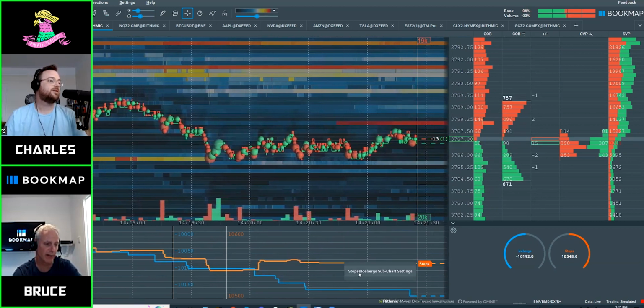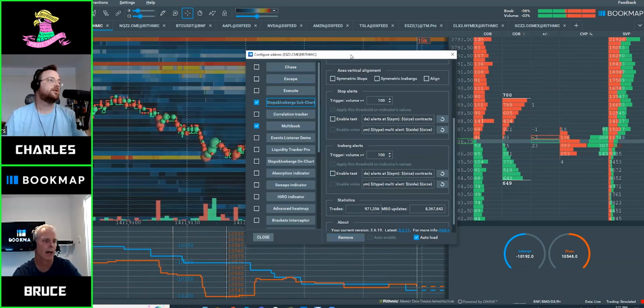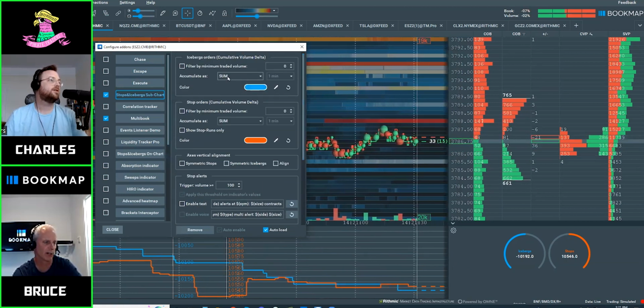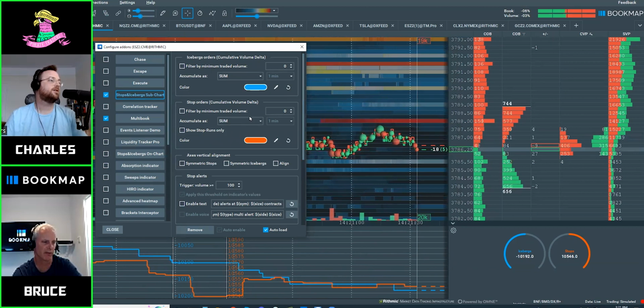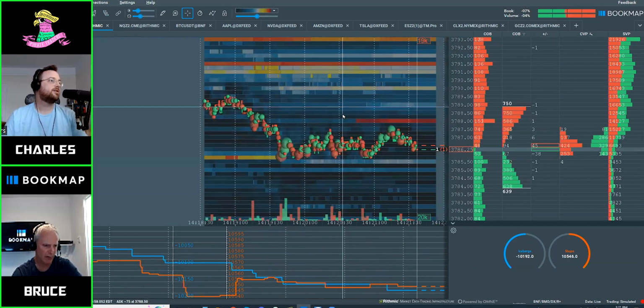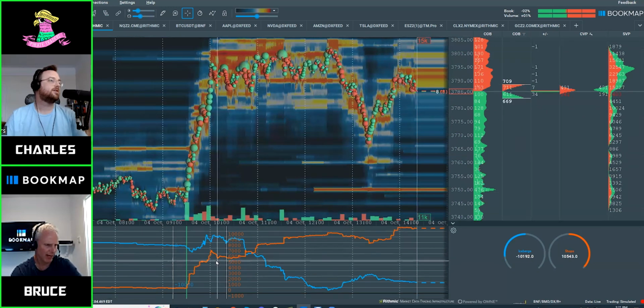There's different ways to configure this as well. Sometimes traders want to look at spikes. Other times they want to look at the summation, like cumulative volume delta of buy minus sell over time. So if I zoom out, here are the icebergs for the day.